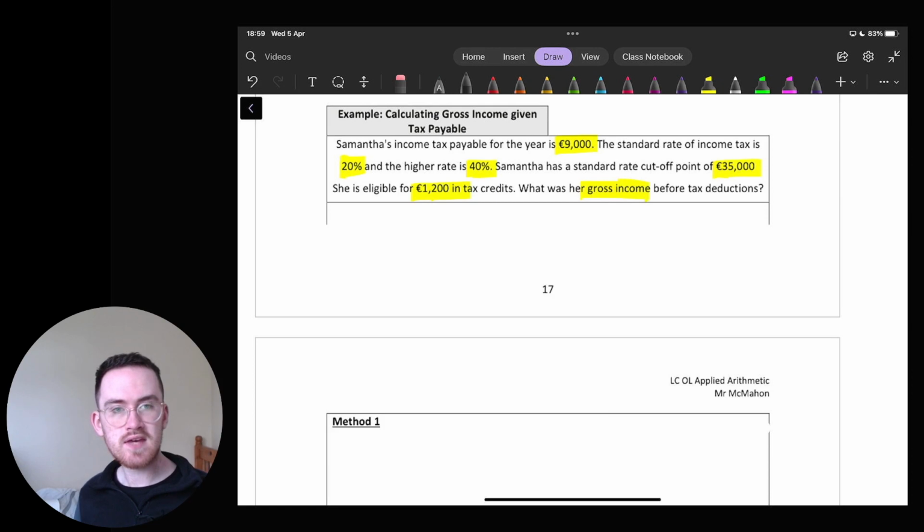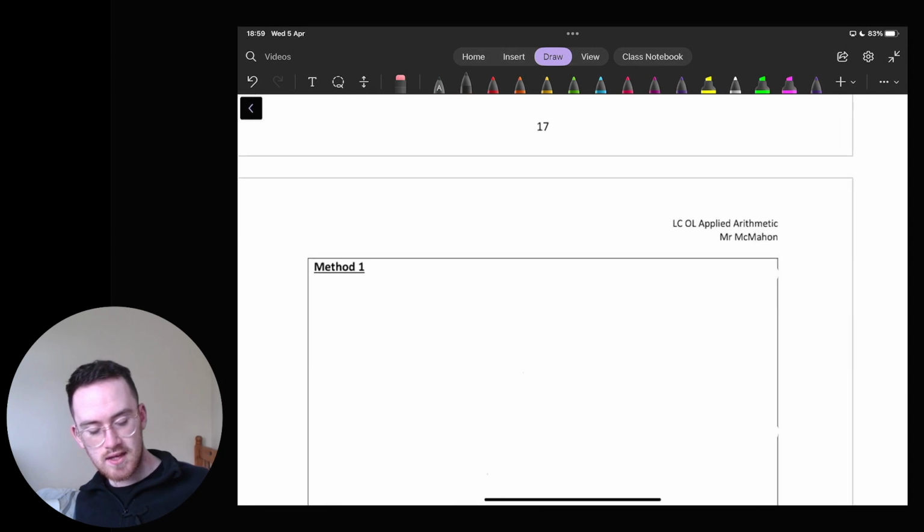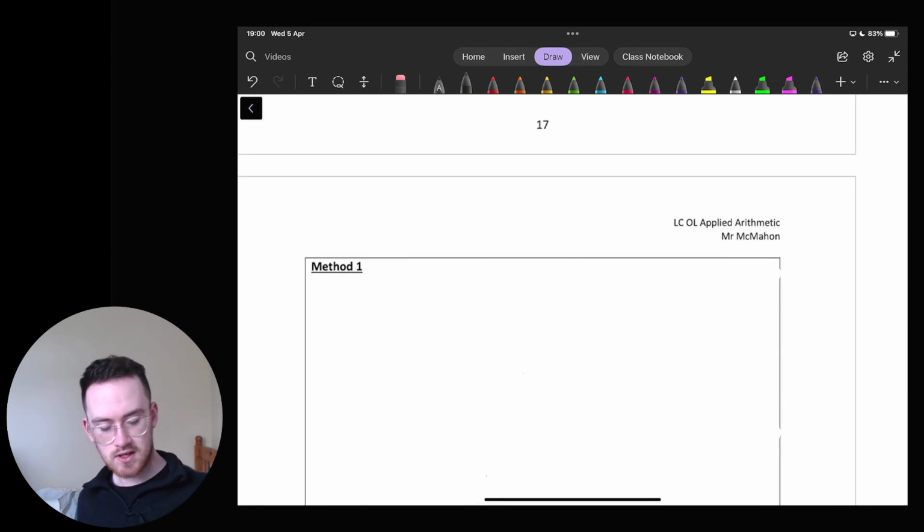So here we've been given actually the answer, and we have to work our way backwards. We've two ways of doing that. So we can think about that she starts with some amount of income, and that income would be split into the standard rate and the higher rate. Now we don't know how much of her money is at the higher rate, but the standard rate is always going to be the same.